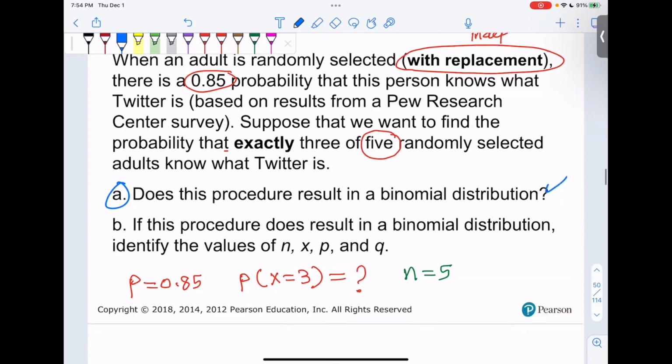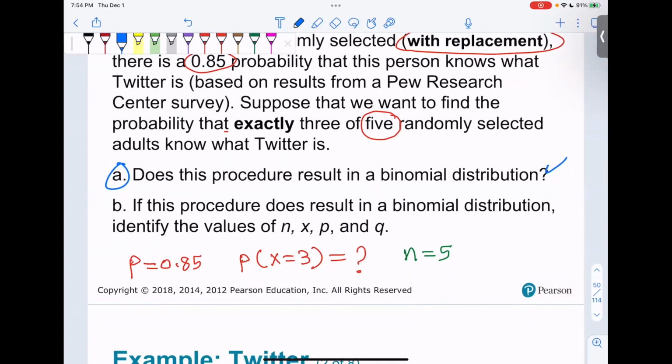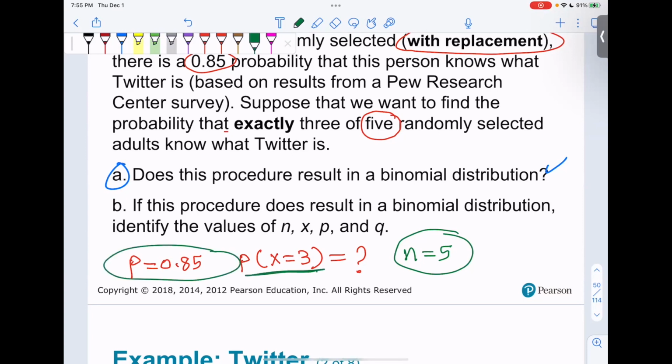Okay, and then identify the value of N, which we said is 5, and then the value of X, which is equal to 3, and the probability of success P equal to 0.85. And what about Q?